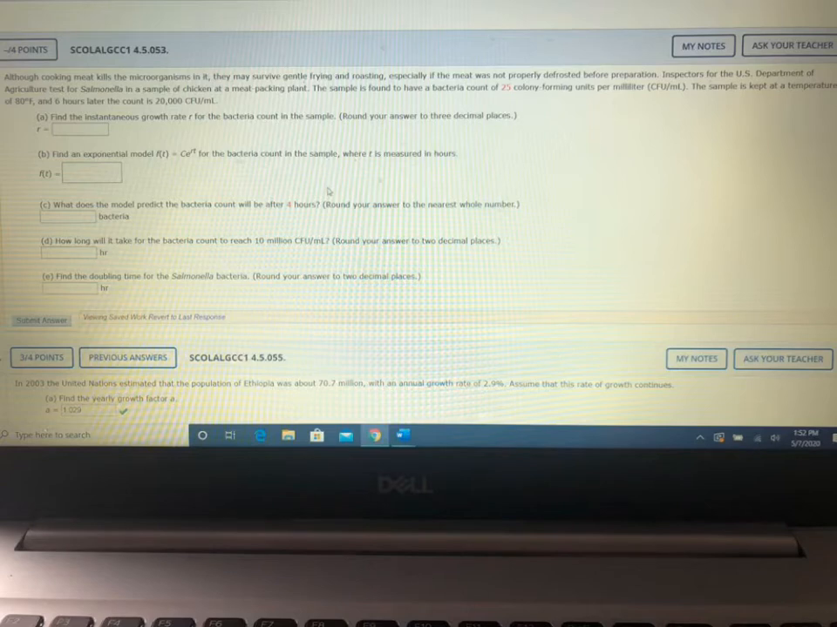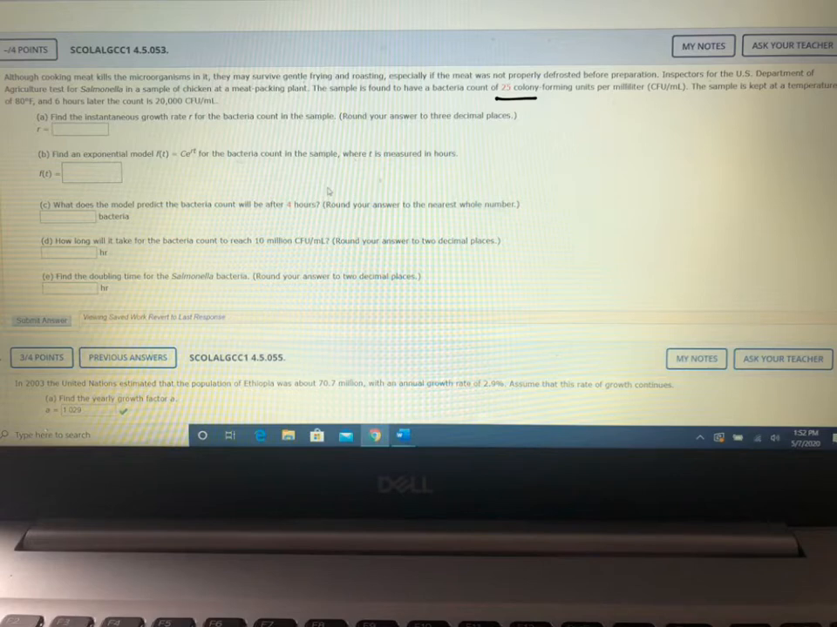The sample is found to have a bacteria count of 25 colony-forming units per milliliter. The sample is kept at a temperature of 80 degrees, and 6 hours later the count is 20,000 colony-forming units per milliliter. So they want to find the instantaneous growth rate for the bacteria count in the sample, and find the exponential model.